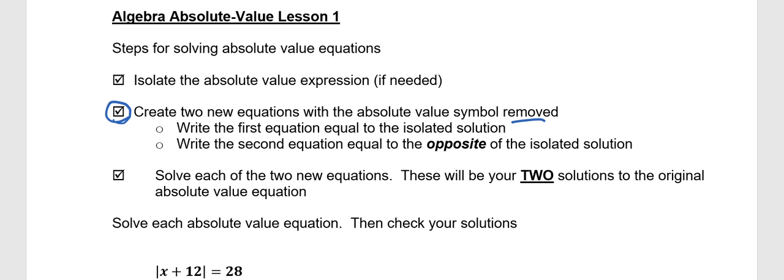And that's going to require us to acknowledge that whatever that expression is, it's either some defined distance to the right of zero, which means we will write an equation that's equal to the isolated solution. So we're talking about the solution already being isolated. And then we'll write a second equation acknowledging that the expression we're solving for can be some defined distance to the left of zero.